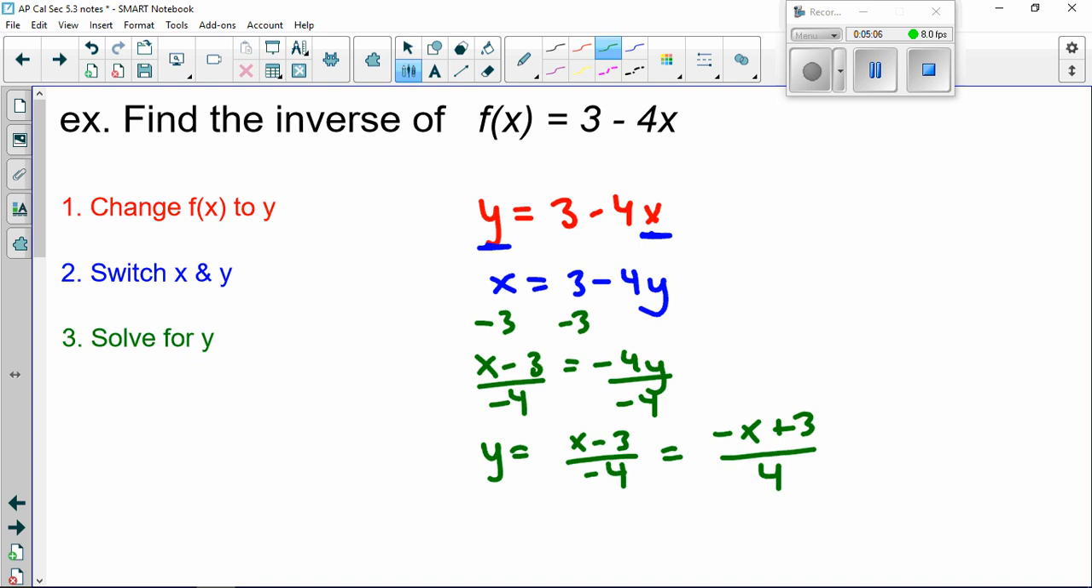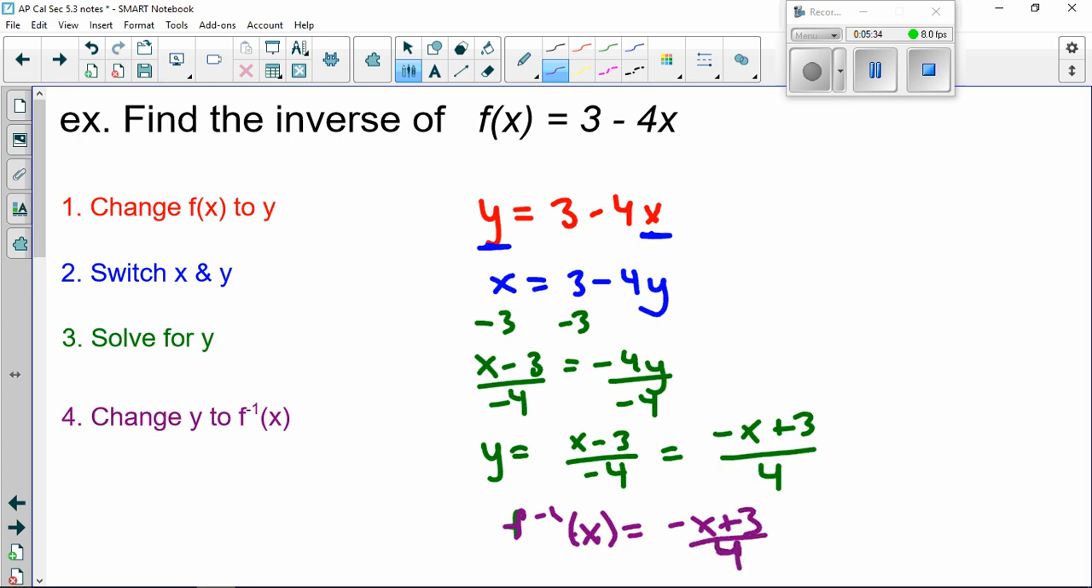We don't often stop at dividing by a negative. And then our last step, that is our inverse function. Our last step is just to change y to f inverse of x so that we know the difference in notation of f of x and f inverse of x. So our final answer, f inverse of x, is just (negative x plus 3) over 4, or either one of those. You could have used either one of those, but I prefer the one without a negative on the bottom.